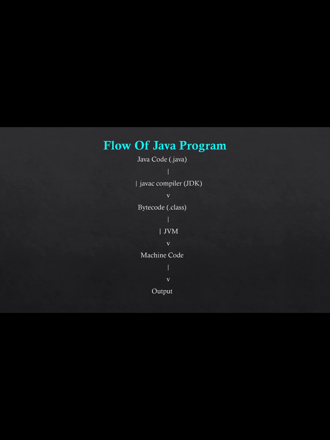Now, this is what the flow of a Java program looks like. First is a .java file, then we have a Java compiler. The Java compiler converts that .java file into a .class file, and this .class file gets converted into machine code with the help of the Java Virtual Machine. And finally, after the machine code, we get the output.